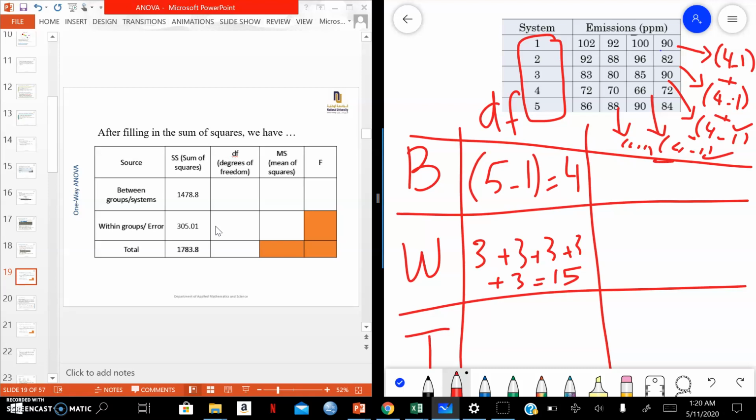And for SS total, the total degrees of freedom, if we add between and within, we get 19. And this 19 represents the total number of observations minus 1. As you remember when I told you about the sample variance in general, we divided by 19 because the total number of observations is 20, so 20 minus 1 is 19. So the number you get here should be the total number of observations you have, subtracted by 1, that is 19.